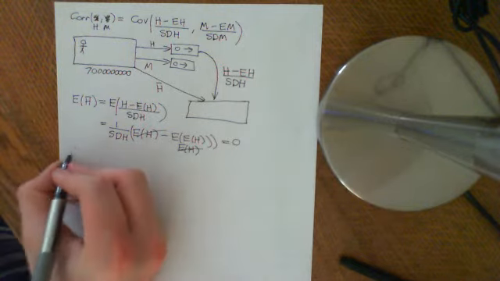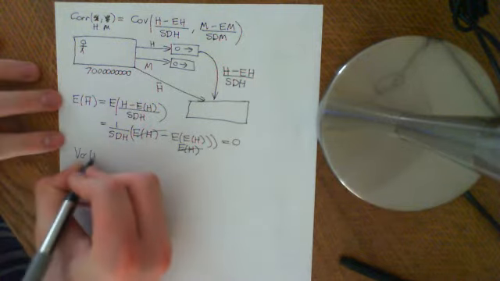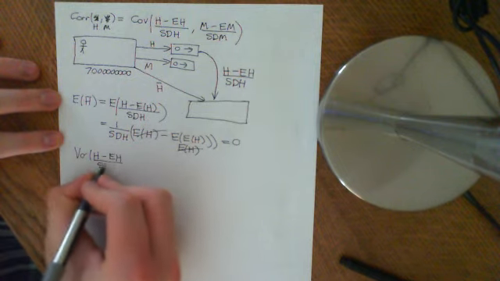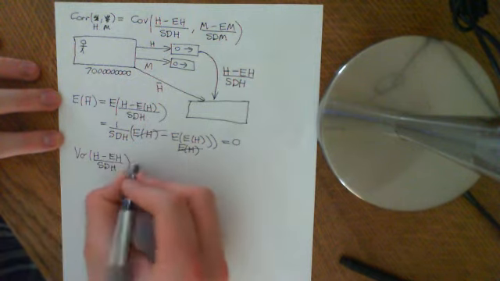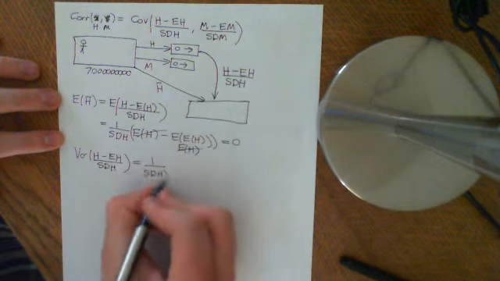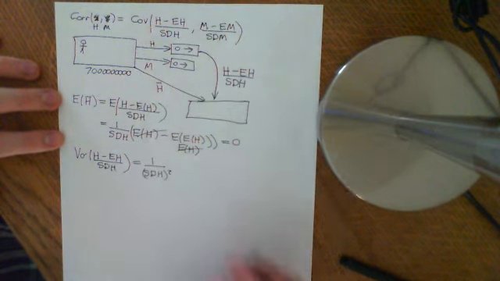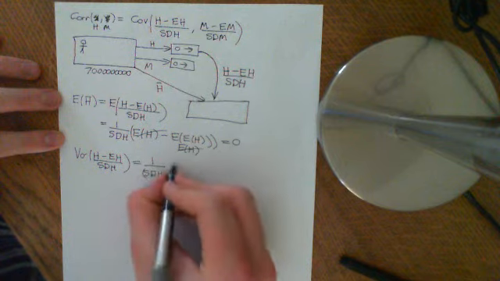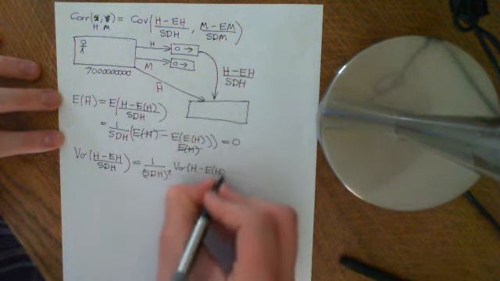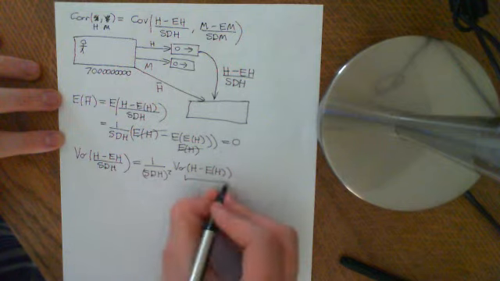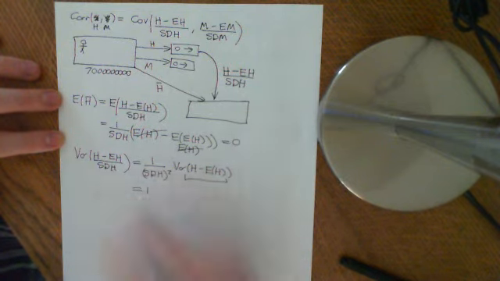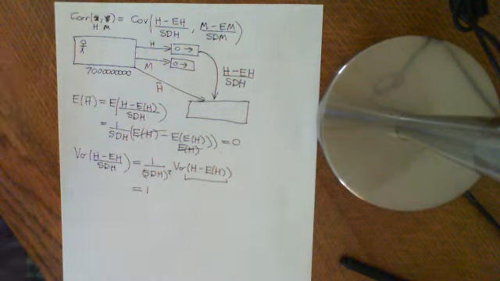And similarly, if you take the variance of h minus the expected value of h over the standard deviation of h, well, if you pull out a constant from variance, it ends up squared, so you get 1 over the standard deviation of h squared, which is just equal to 1 over the variance of h. And if you take the variance of h minus the expected value of h, shifting by a constant doesn't alter the variance, so this is just equal to the variance of h. So these cancel, and you just get 1 as the variance. Okay, so that's why we standardize random variables.